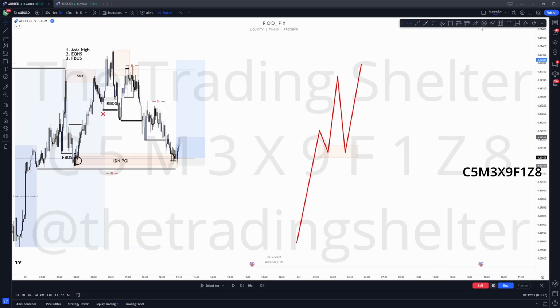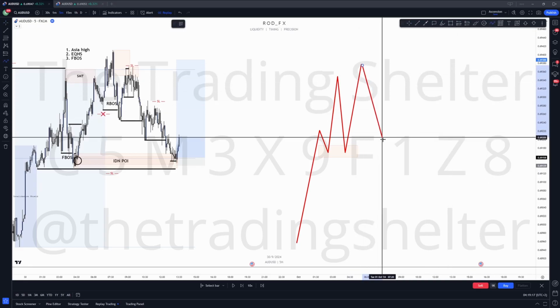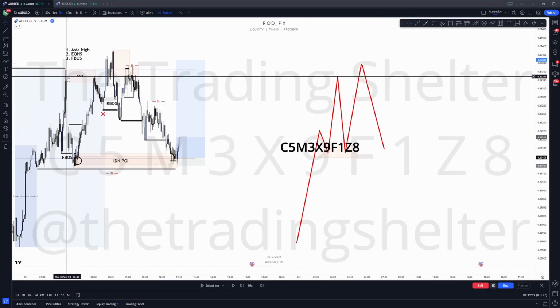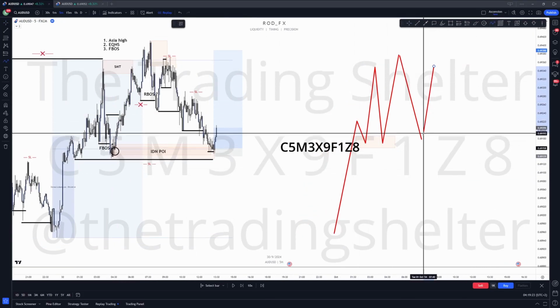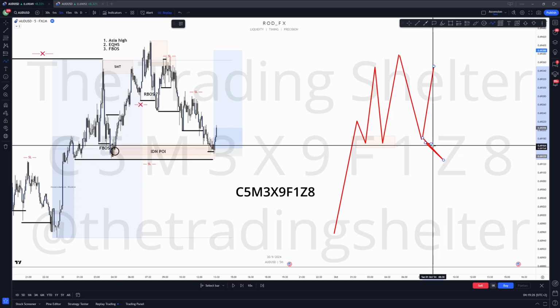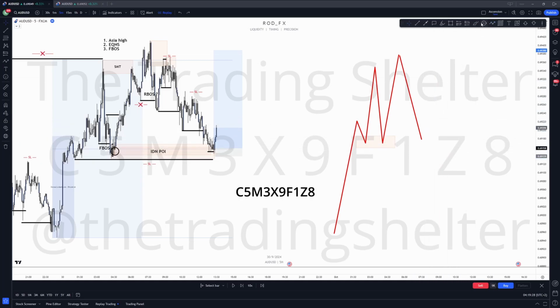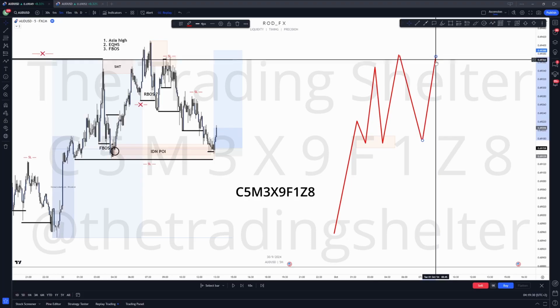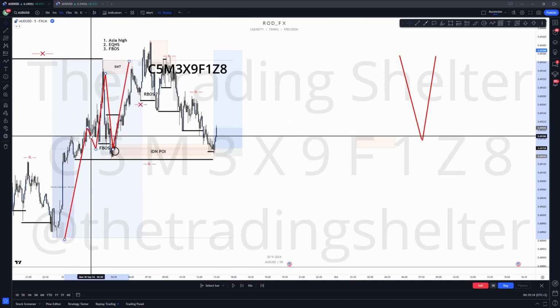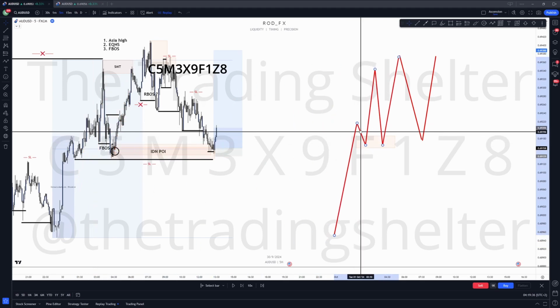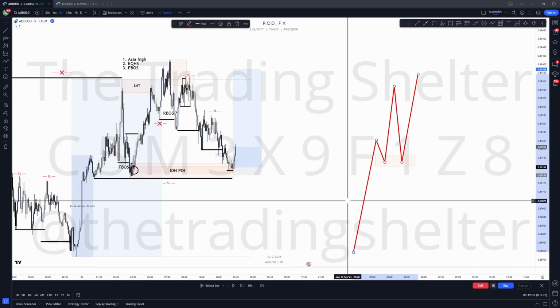When price comes back after this break of structure at this Asia high here, this is where it's good, right? This is where it gets good. This is where it gets good, right? See this? Exactly. Right? So put yourself in their shoes.